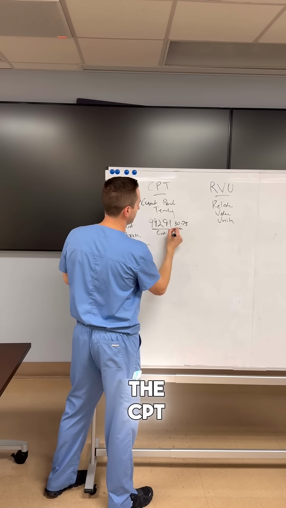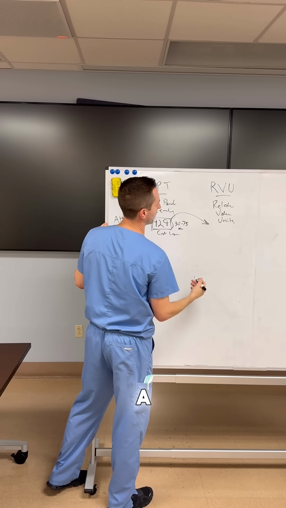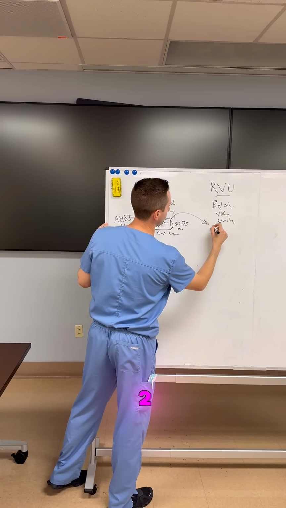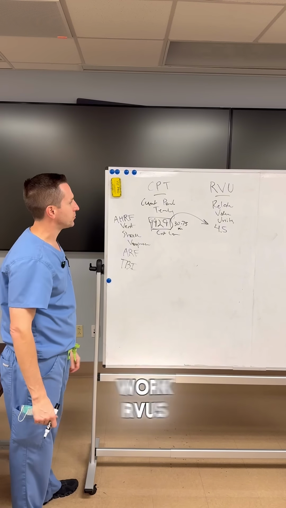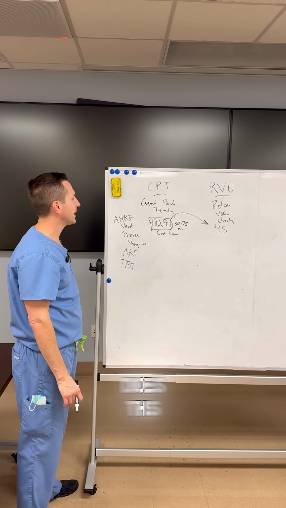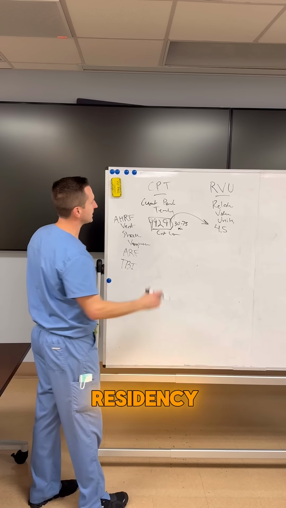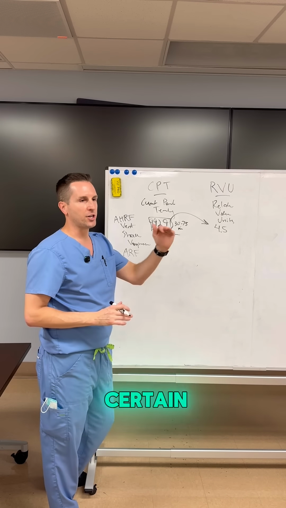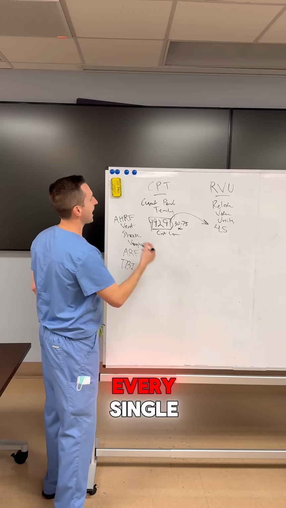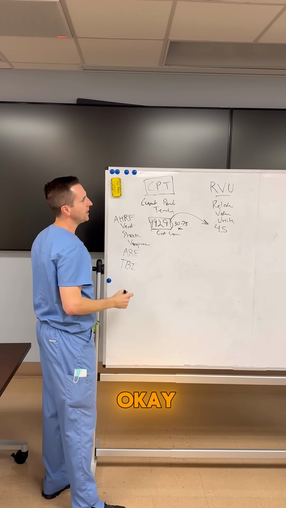So now this CPT code is worth a RVU, a relative value unit. So 99291 is worth 4.5 work RVUs, we call it. Now, why does this matter? Well, number one, as a resident, to graduate from residency, you have to log all your cases, and you need a certain number of each type of case. And every single case is a CPT code, okay?